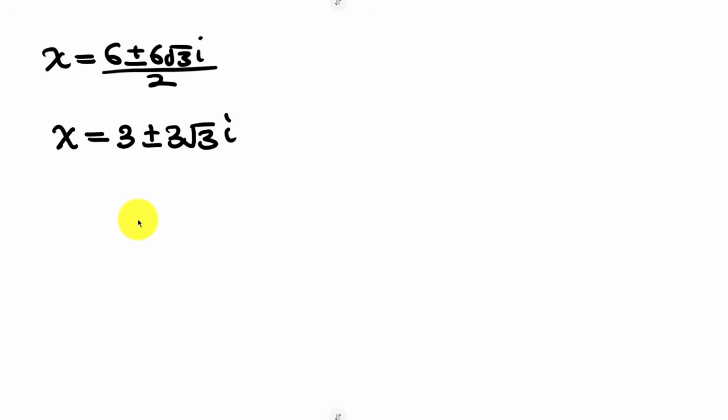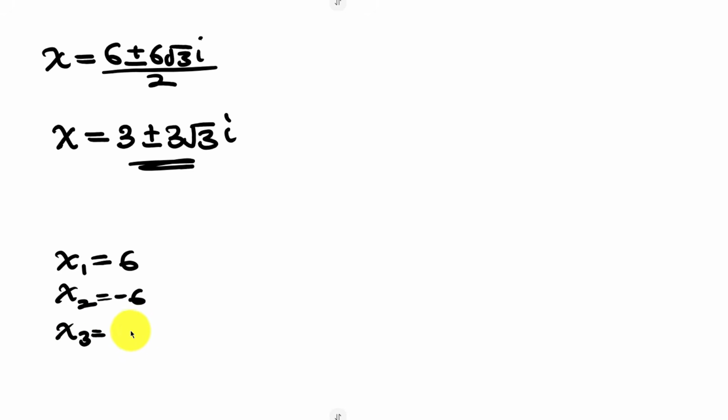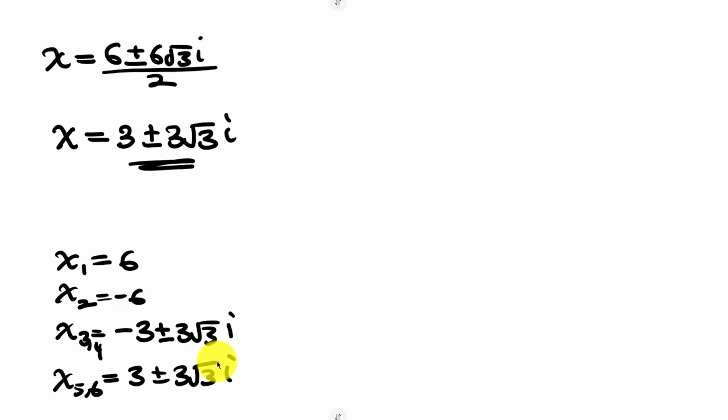So in total, we have 6 values of x, which we can outline as follows. The first one is 6, the second is negative 6, the third and fourth are negative 3 plus or minus 3 root 3i. Then the fifth and sixth are 3 plus or minus 3 root 3i. And there you have it.